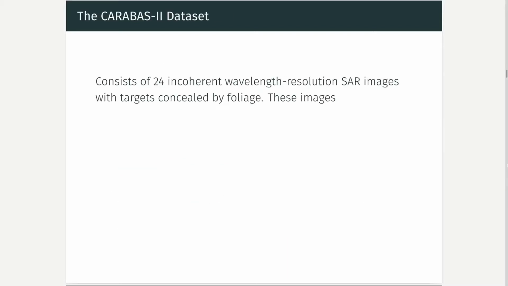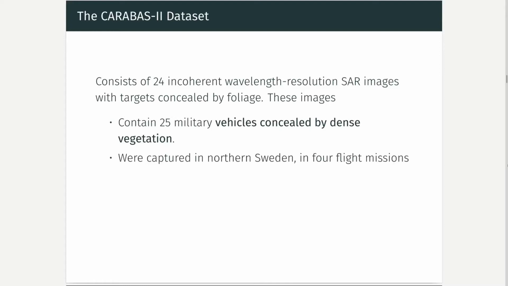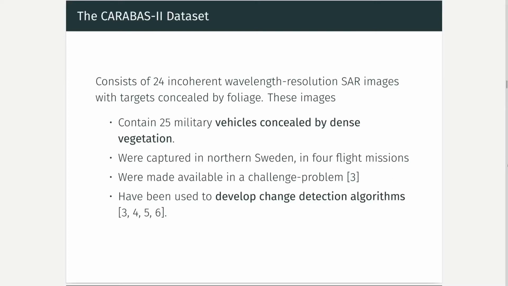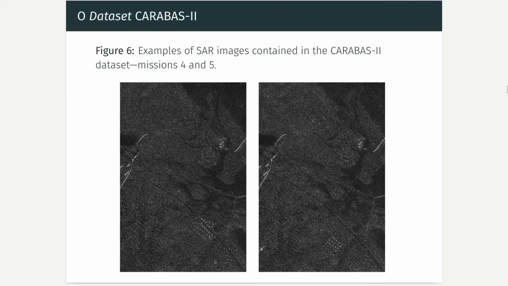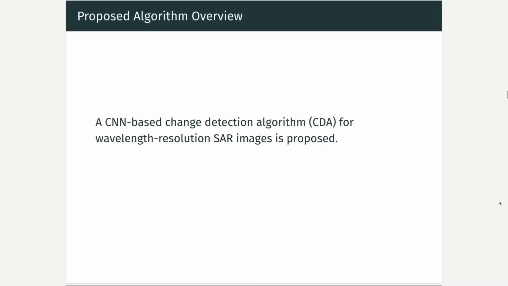And the Carabas-2 dataset consists of 24 incoherent wavelength-resolution SAR images with targets concealed by dense foliage. These images contain 25 military vehicles spread through an area in Sweden and concealed under dense vegetation, and were made available in a challenge problem. After it was made available, many change detection algorithms have been developed. Examples of the Carabas-2 dataset. Here we can see the vehicles concealed under foliage, those dots.